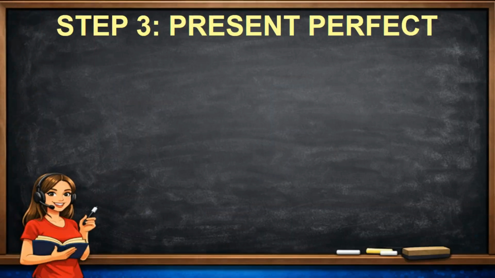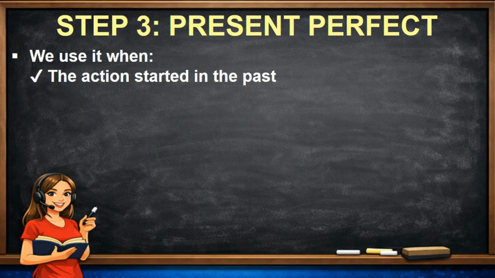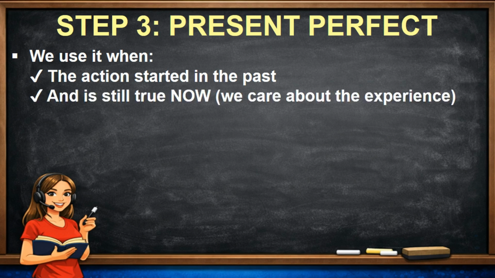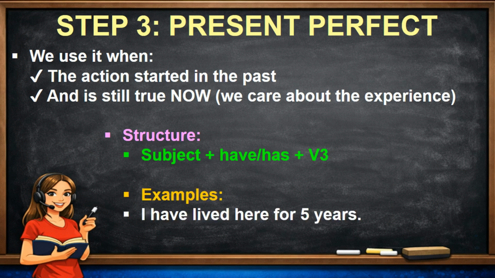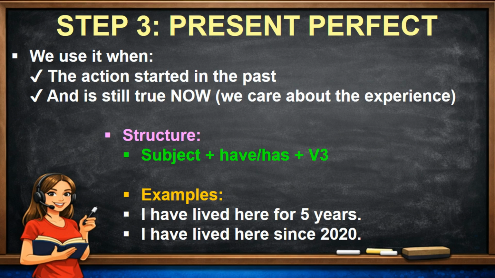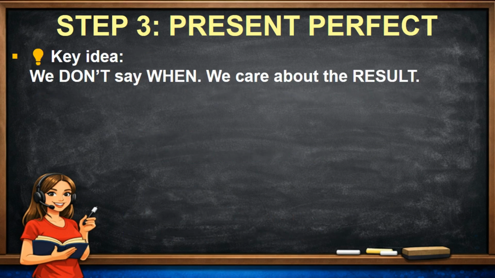Step 3. Present perfect. We use it when the action started in the past and is still true now, or we care about the experience. The structure of present perfect is subject plus have or has plus verb 3. Examples. I have lived here for 5 years. I have lived here since 2020. These two sentences mean you still live here. Key idea. We don't say when. We care about the result.